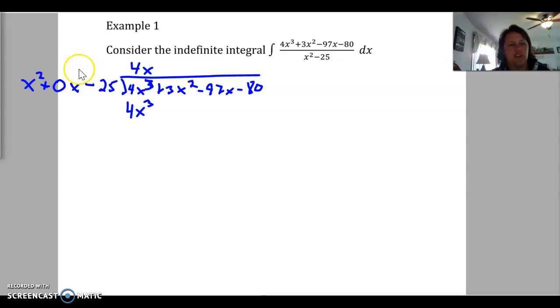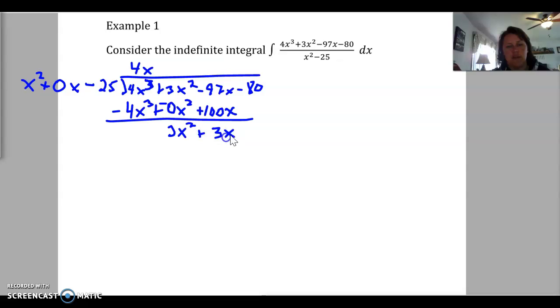So that's perfect. And then we just have to multiply to everything. So 4x times 0x is 0x squared. 4x times negative 25 is going to be negative 100x. Then we're going to draw our line and change all of our signs. Add down, those cancel. 3x squared minus 0x squared is still 3x squared. Negative 97x plus 100x is plus 3x. And then bring down the negative 80.